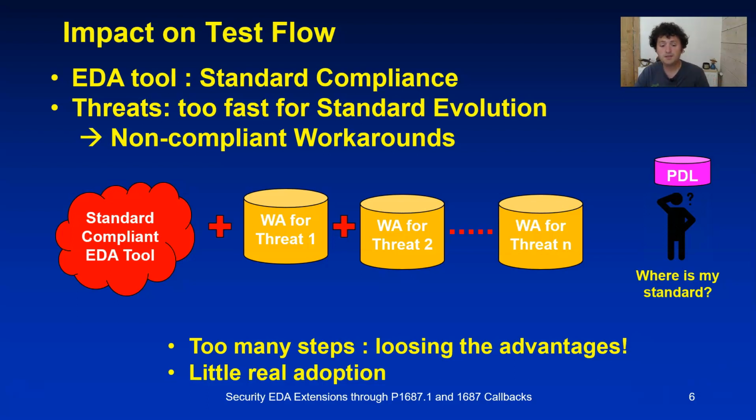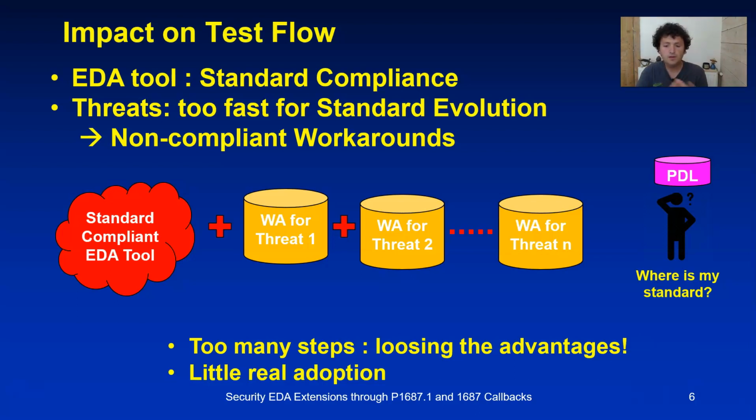Which means that in terms of real world adoption, it is quite limited, because there are two main priorities. For test, everything must work. You must be able to access your system. Otherwise, you won't be able to test and validate it. For security, you need the solution to work. And also, less is better.